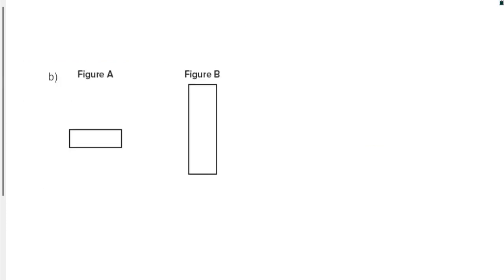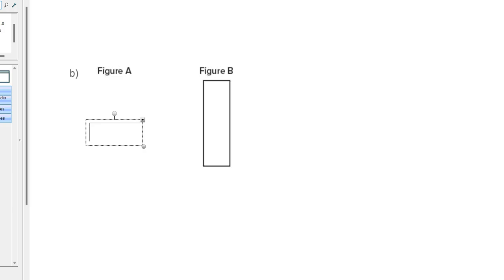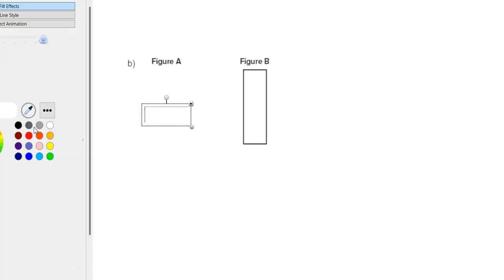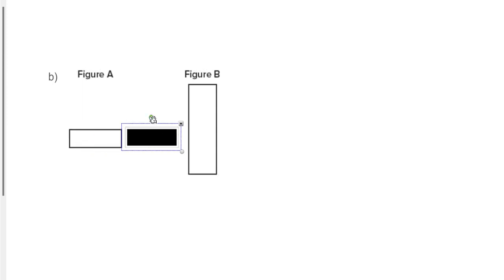So here's another one for you guys to try. Pause the video, try it, and then I'll be back waiting for you when you're done. Okay, welcome back. So it looks like I have this picture, and I'm going to make a rectangle here. Make the sides black. Oh, I made the inside black. Close enough.